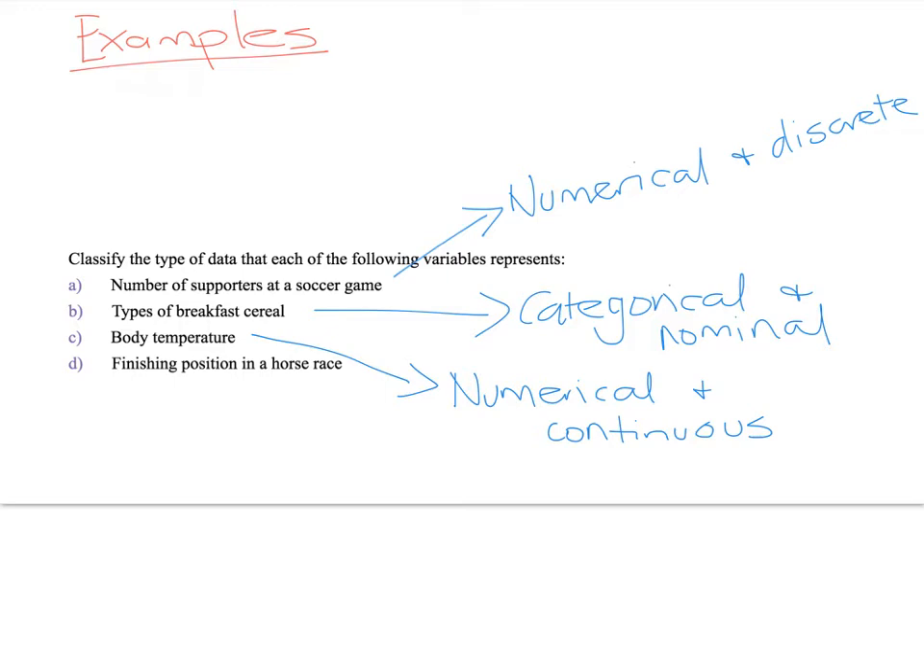And finishing position in a horse race. Now, it's a position. While it involves numbers, you can't count or measure these numbers, but we can group the positions into categories like first place, second place, third place, etc. And in that case, the order is important. So it is categorical.